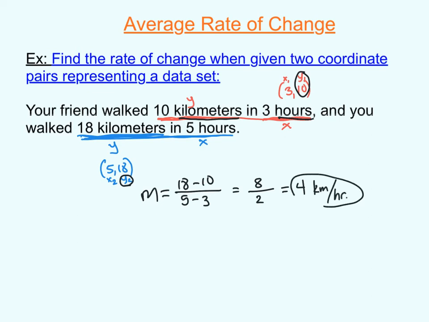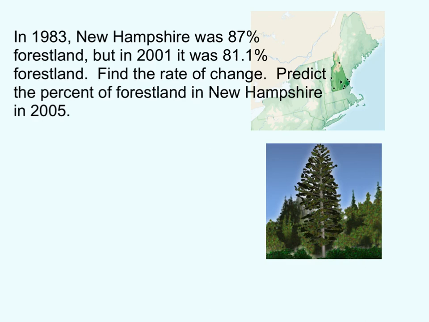So don't forget, in rate of change, you're going to have to make sure to write the label on your answer. Last example, we're talking about New Hampshire and forest land. And in 1983, it was 87%. But in 2001, it was 81.1%. So you can tell it's dropping. So first it says find the rate of change. I have to first find that. Don't move on to the next question until you first find the first item.